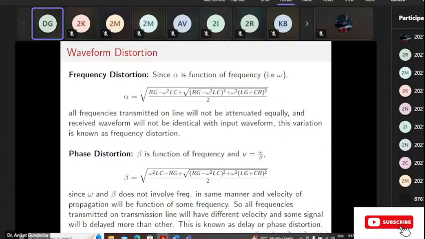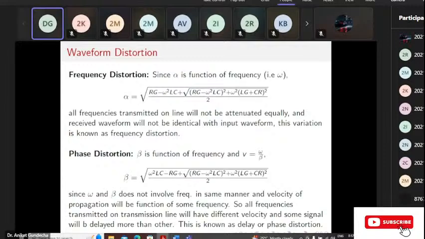So that loss in the signal, which is represented by attenuation, and the change in the phase in the signal is represented by this beta. So alpha represents the attenuation constant, beta represents the phase constant. So these two equations are the basic equations, or you can say the generalized equations for alpha and beta.